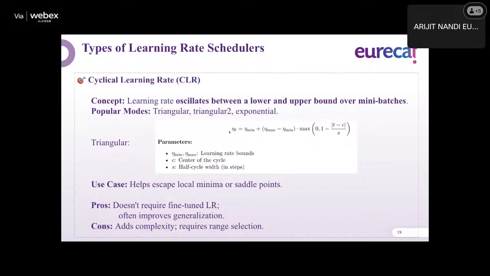You can see that the learning rate at time t is equal to the minimum plus the difference times max of 0 and 1 minus the term t minus c. This particular term suggests how far you have come across, and the cycle is like 0 to 2000, 2000 to 4000, and so on. These are the data points, and at each batch it changes its cycle. So cycle 1 batch 1, cycle 2 batch 2, and so on.